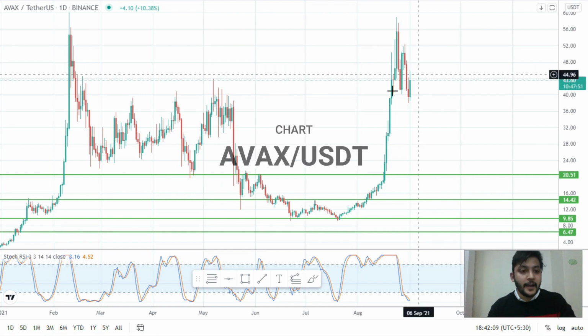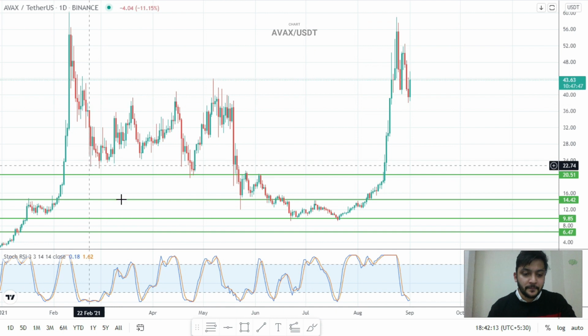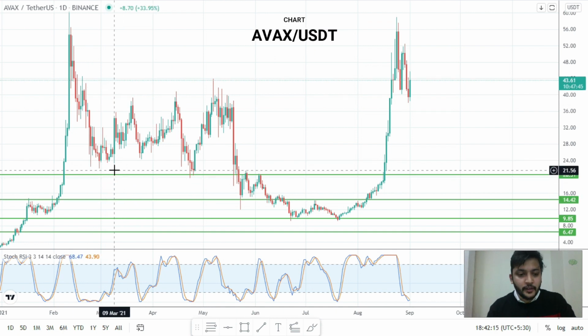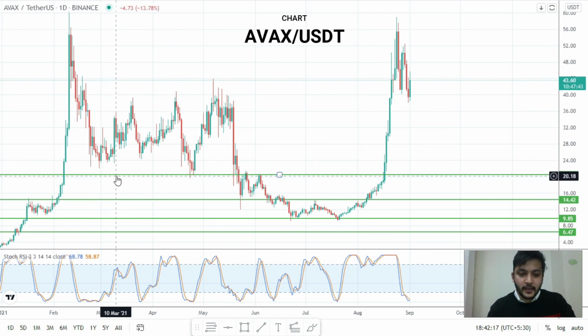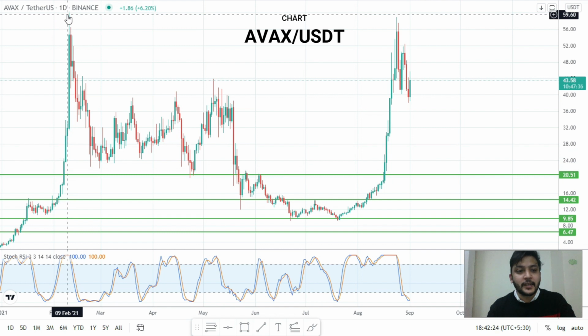This is the AVAX versus the USDT chart. Let us see where the price of AVAX is heading. As we saw before, the $20 region was a good resistance area for AVAX. As soon as this resistance was broken, we saw AVAX move all the way up towards the $60 region.